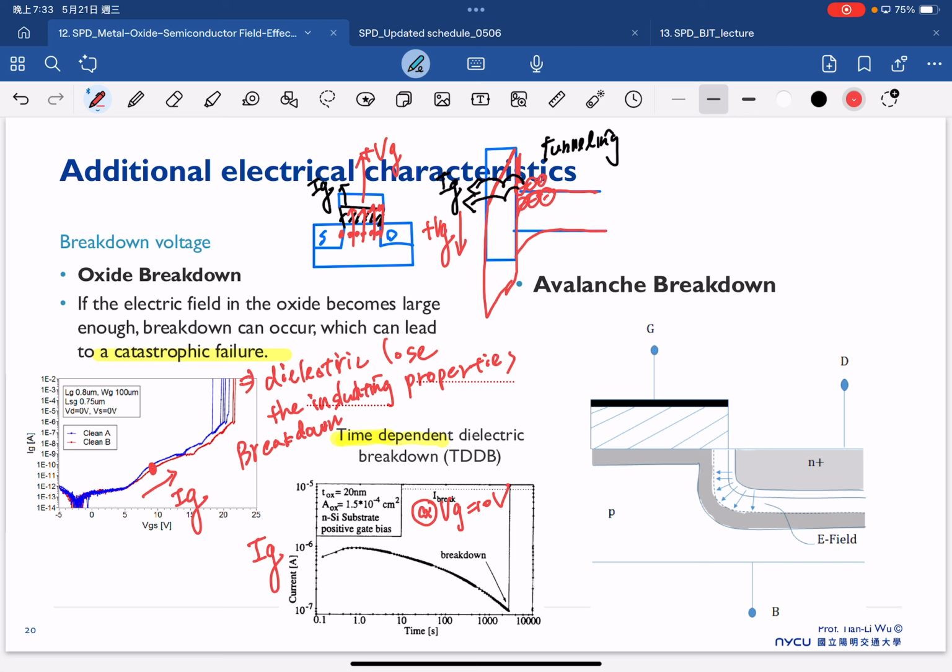Ideally, the 10 volt should give a very small current, but as long as your bias time is long enough, in the end you will start to see the current shooting up here, and that's also related to the time. So that's why we call this time-dependent dielectric breakdown.